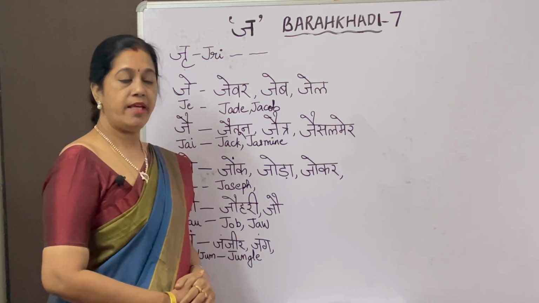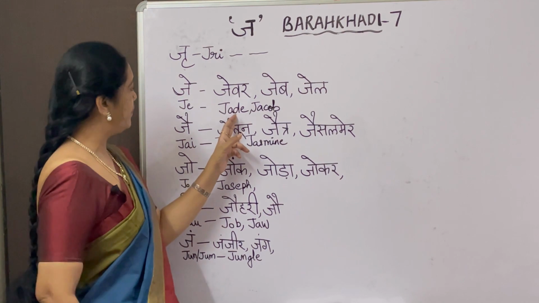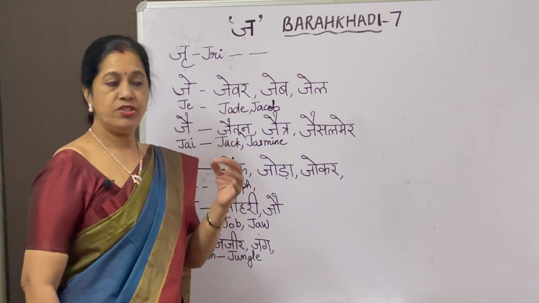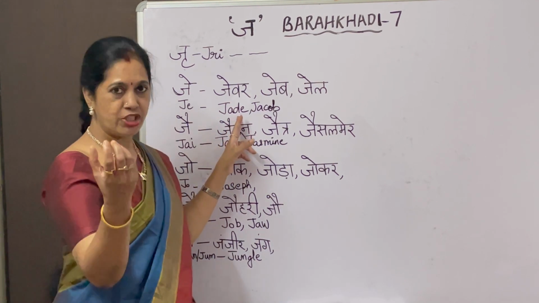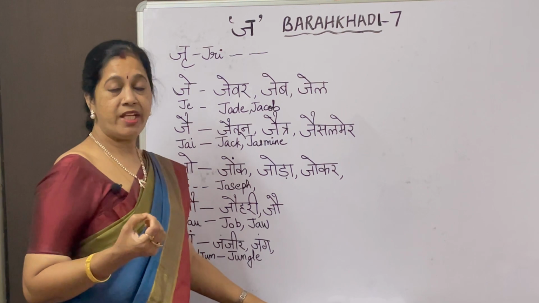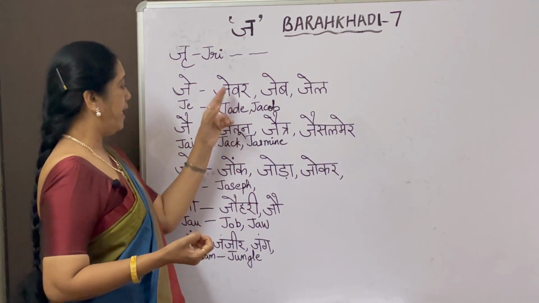It is J. Okay, J. J-E, J. In English, when we use these words, the pronunciation is like jade. Jade, the precious stone, jade. The next word I've given, Jacob. Jacob. Okay, so you should know how you have to pronounce it with this help.